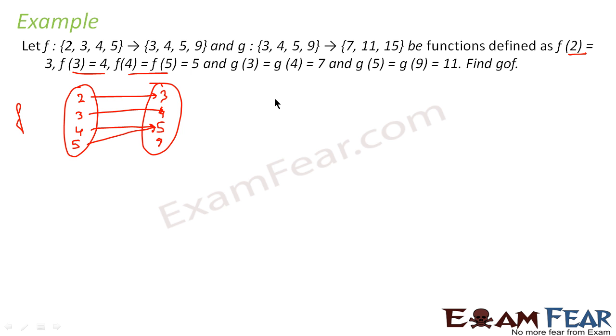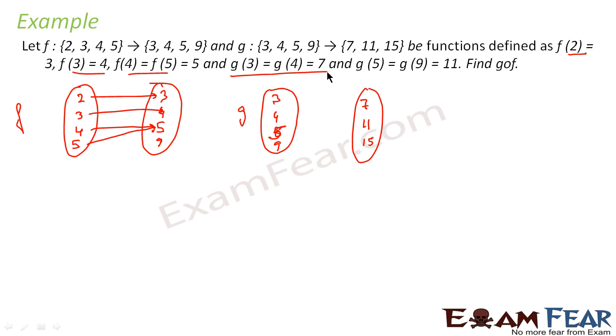Similarly, we will have the g function. The g function is this one, 3, 4, 5, 9. I'm plotting the g function from 3, 4, 5, 9 to 7, 11, 15. The g function is defined as g of 3 is equal to g of 4 is equal to 7. So 3 and 4 point to the same number 7. g of 5 and g of 9 point to the same number, that is 11. So this is my function.